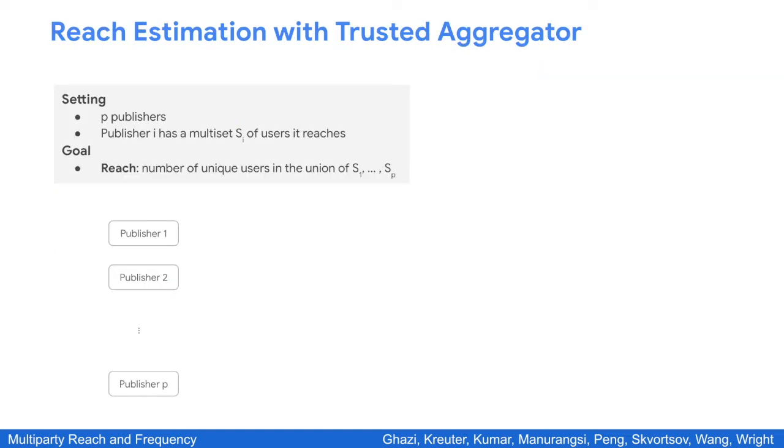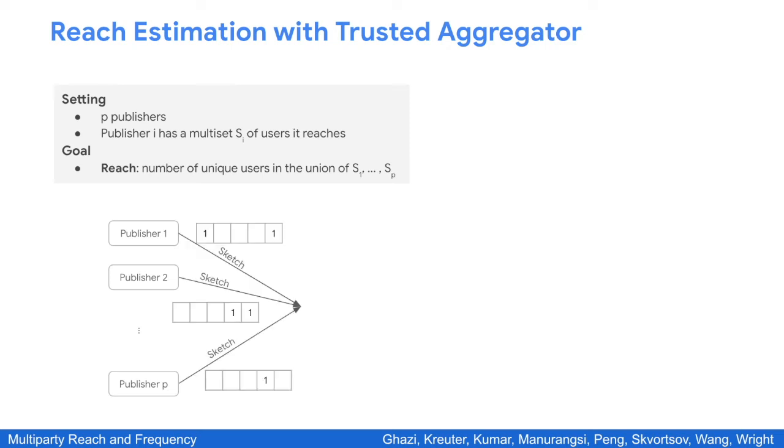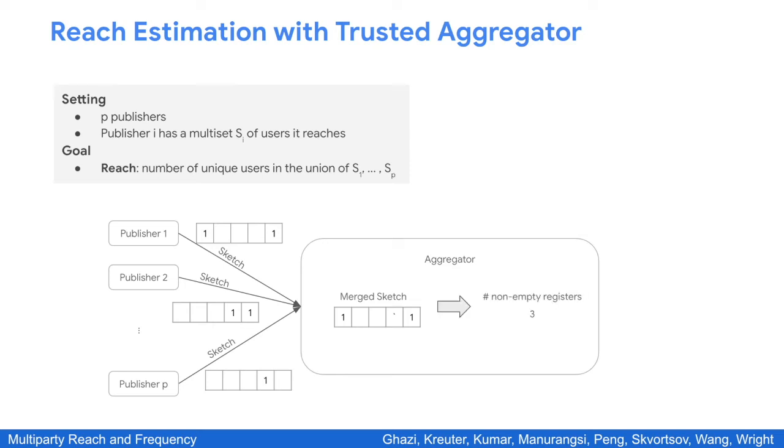In the trusted aggregator setting, each publisher i can now send their sketch instead of their entire set Si to the trusted aggregator. The aggregator then merges these sketches and computes the number of non-empty registers in the merged sketch, which, as we discussed earlier, can be used to estimate the reach.